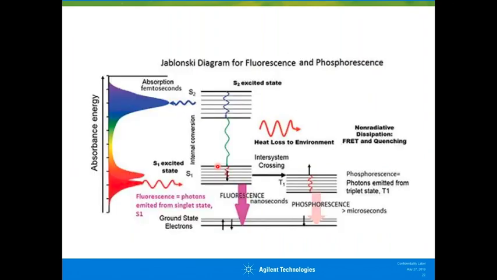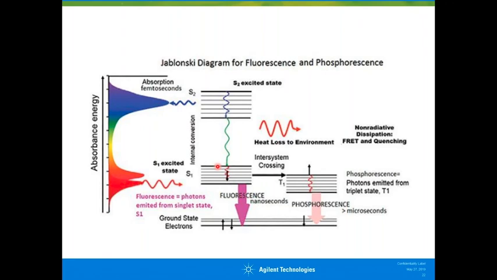Let's talk about the Jablonski diagram. Okay, this is basically a very commonly seen diagram. If you search for the principle of fluorescence and phosphorescence, this would be the first diagram that you'd always see.